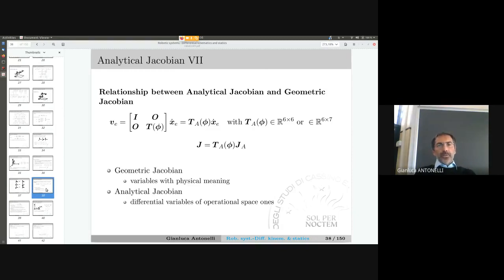What is the relationship between the analytical and geometrical? Yes, I can compute the transformation matrix because the position is the same. So I have the 3x3 identity matrix here for the position part. I have the 3x3 transformation matrix that we can compute for each orientation representation, and 3x3 null matrices here. So I can compute the relationship between the linear and angular velocities and the time derivative of the orientation configuration.